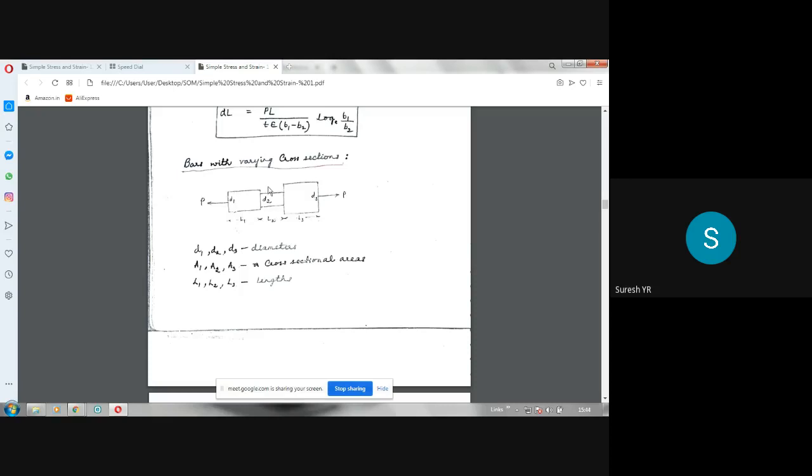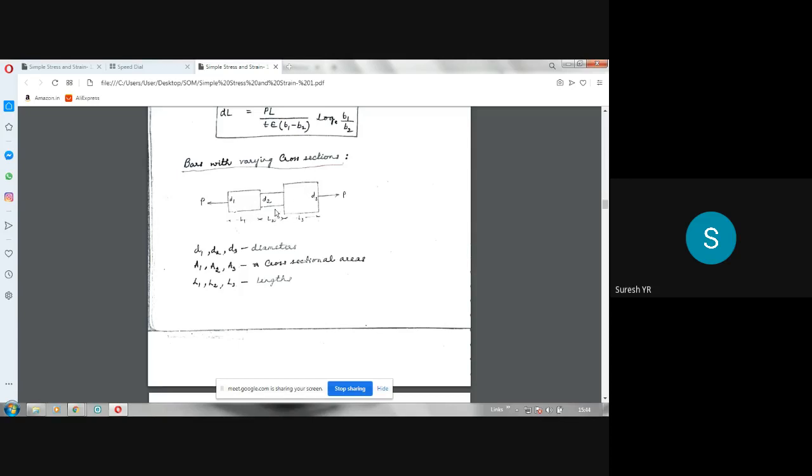For this portion, the length of the bar is L1 and the diameter is D1. It is a uniform bar, but from here to here it is uniform. Next, from here to here is a separate diameter. From here to here, another separate diameter. So L1, L2, L3 are the lengths of the bars. D1, D2, D3 are the diameters.